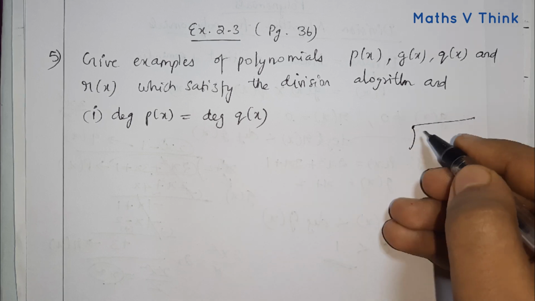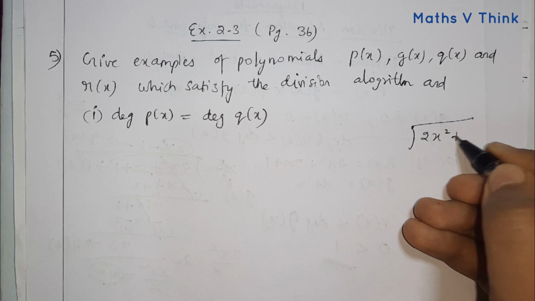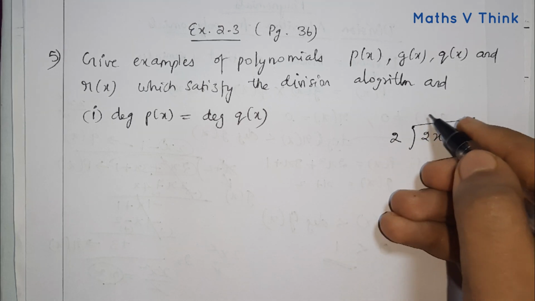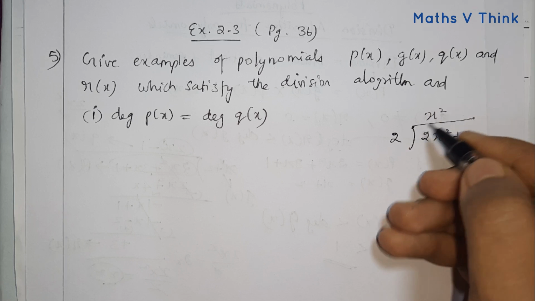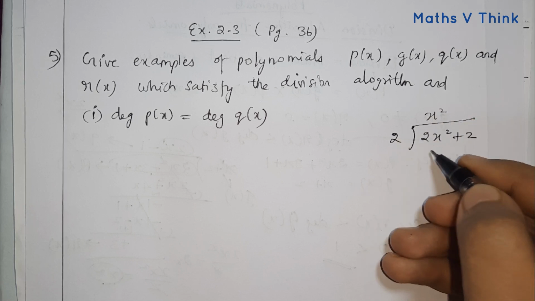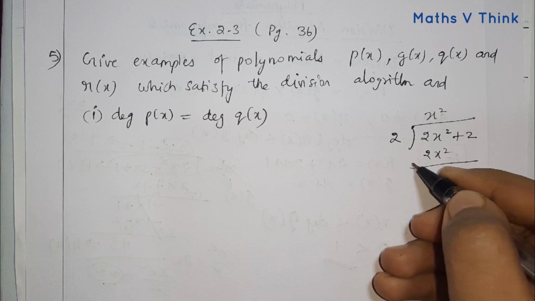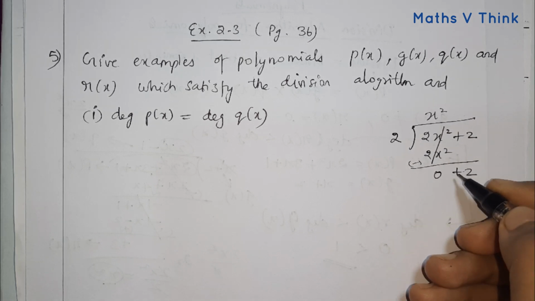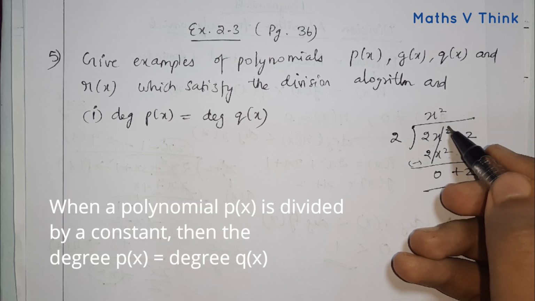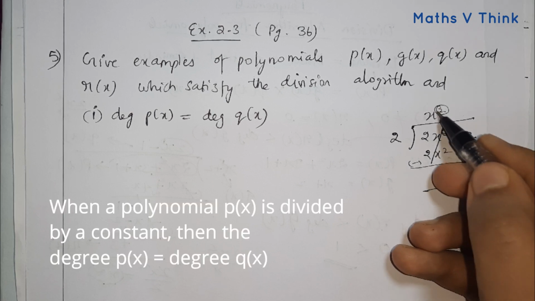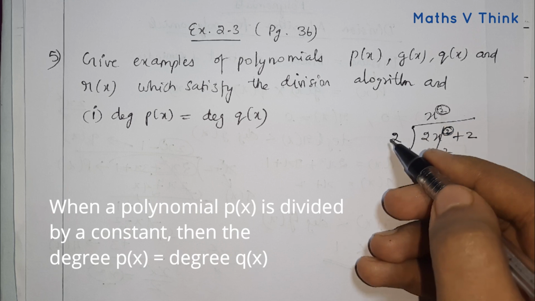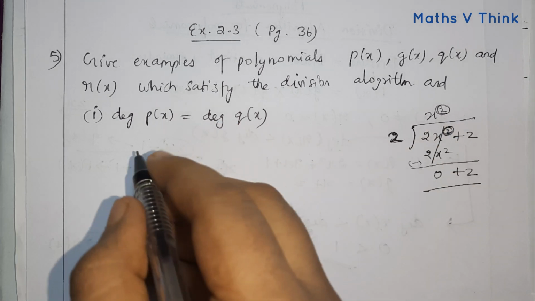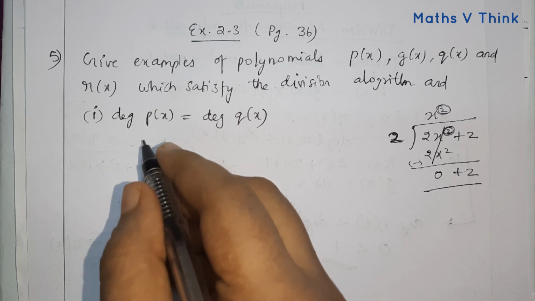Let's take p of x be 2x square plus 2. If I divide it by a constant number, I get x square. If I keep here x square, 2 into x square, I am getting 2x square. Same way minus, so it's 0 and plus 2. Here you see the degree of p of x is also the degree of q of x when I divide with a constant number. In the same way, we have to give an example in such a way that I get the same degree.